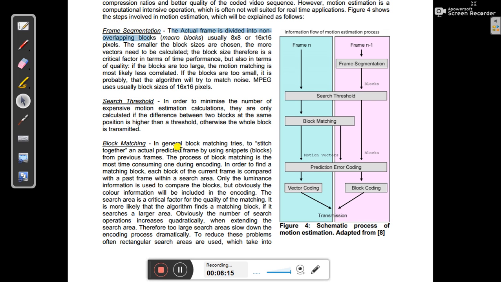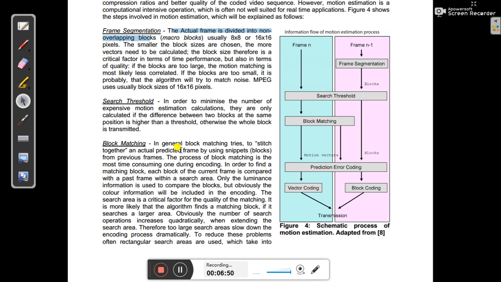Only the luminance information is used to compare the blocks, but obviously the color information is also included in the encoding. The search area is a critical factor. Try to understand this point. The search area is a critical factor for the quality of the matching.